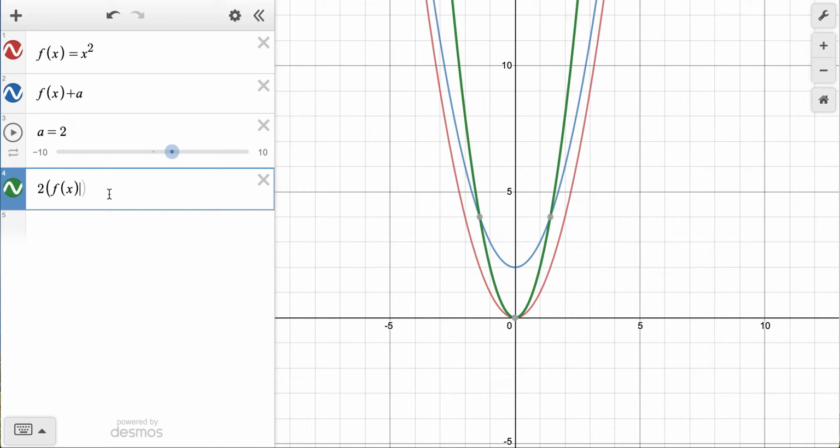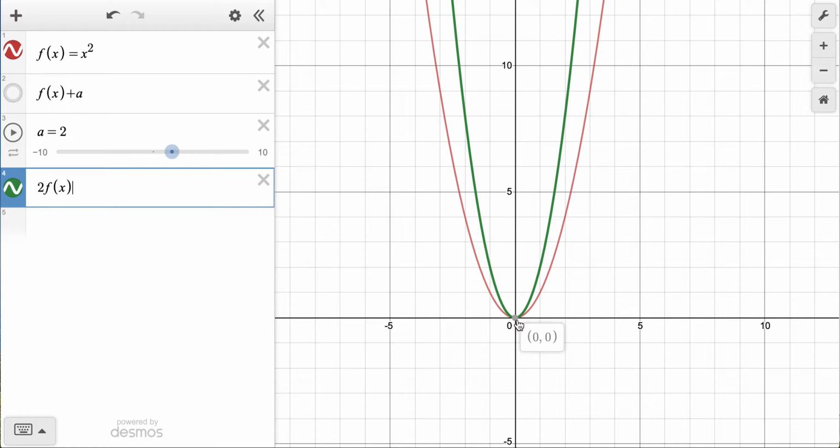Let me just get rid of the blue one temporarily so you can see. So there is 2 f of x. So this time it hasn't moved the graph up, it's kind of stretched it up. So this value here didn't move at all. But the further you were away from the x-axis to start with, the more effect it had.